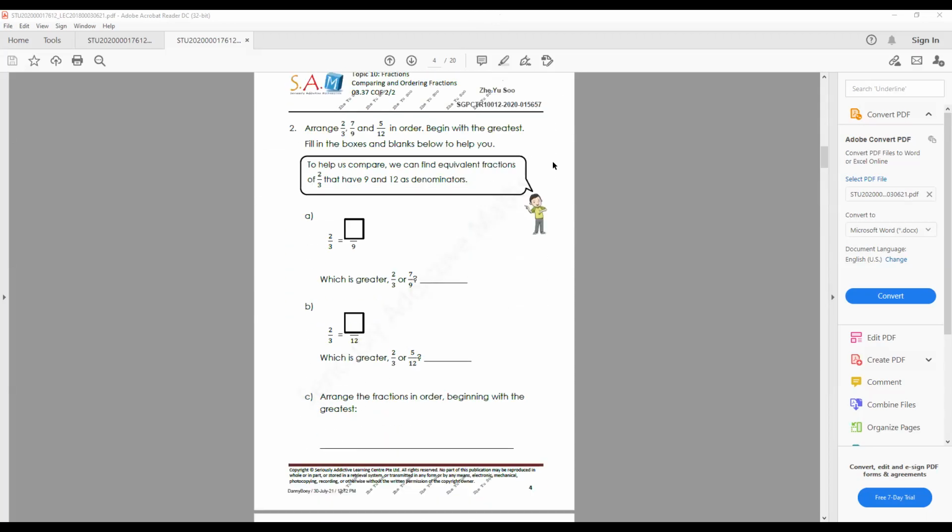Okay, can I get you to do 2A, 2B, and 2C on your own, which is one whole question. Arrange 2 out of 3, 7 out of 9, and 5 out of 9 in order, beginning with the greatest. Fill in the boxes and blanks below to help you. Okay, please pause now.